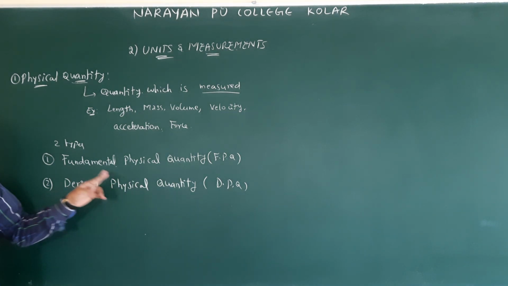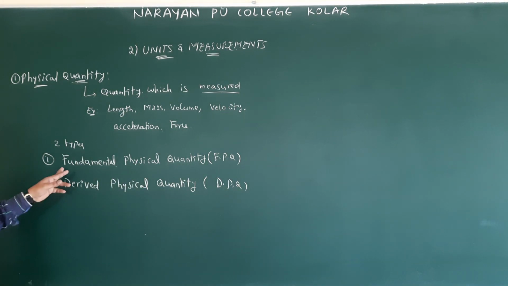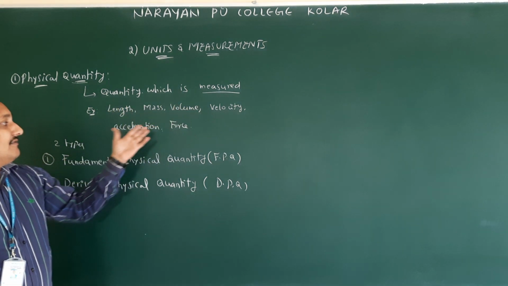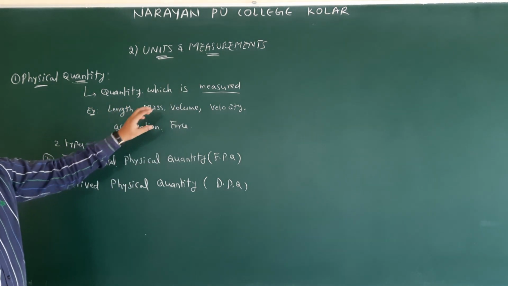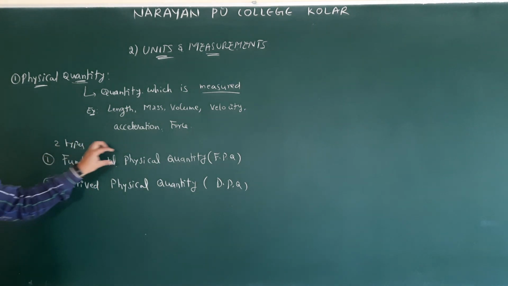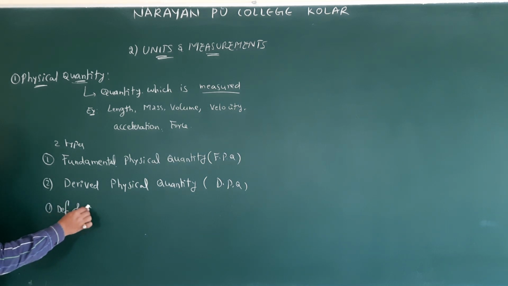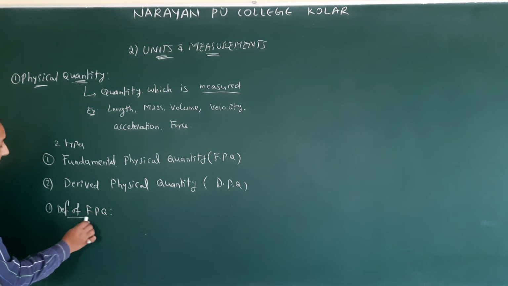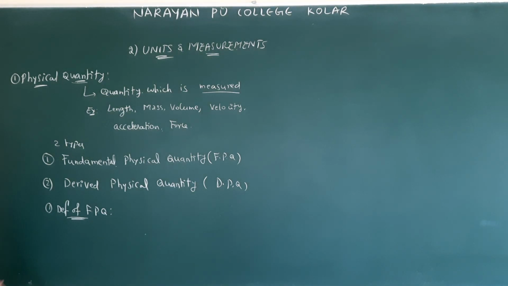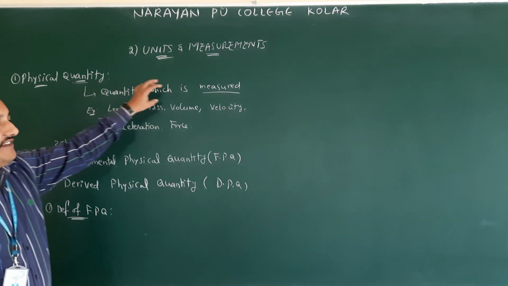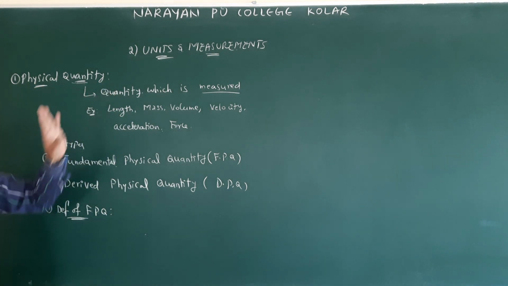Now, derived physical quantity, fundamental physical quantity. Which will come under fundamental physical quantities, and which will come under derived physical quantities? So I gave here length, mass, volume, velocity, acceleration, force. Some physical quantities I gave. Among all those, which are fundamental and which are derived? For this, you should come to know the definition of fundamental physical quantity. So what is the definition? All of you should write this down, the physical quantity definition: the quantity which can be measured or which is measured.